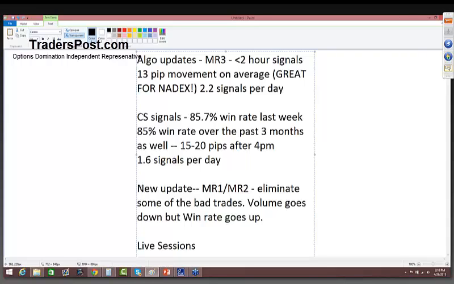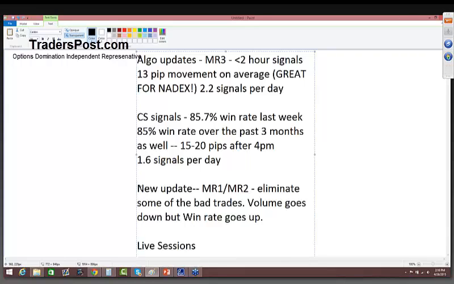So I can say with great confidence that this past week, for example, if you were taking the signals and you were taking the live session trades, we'll talk about live sessions in a second, then you had to be profitable unless you were messing up the money management or were taking an extremely high number of trades.